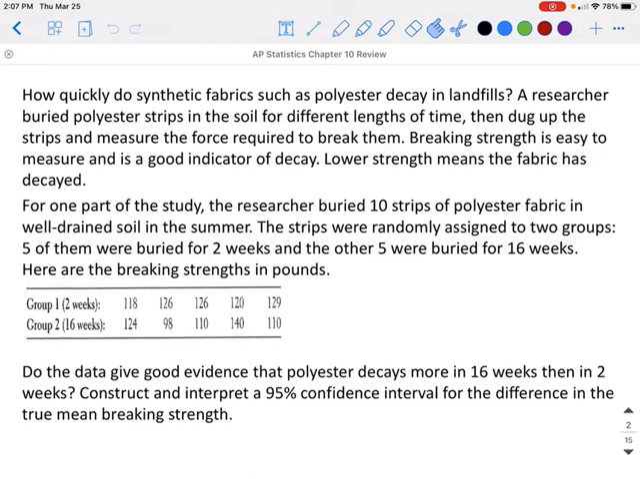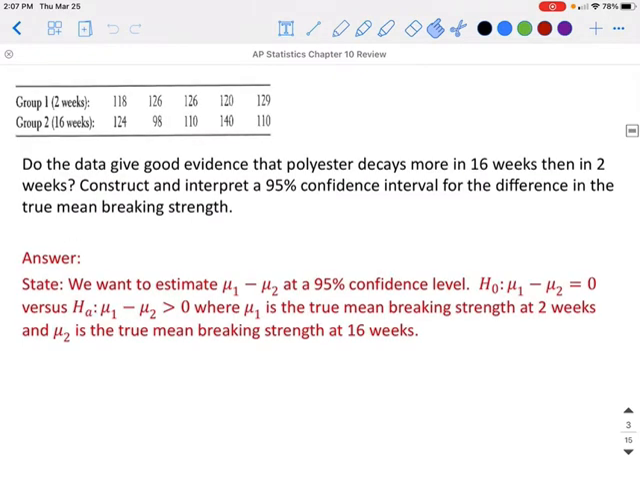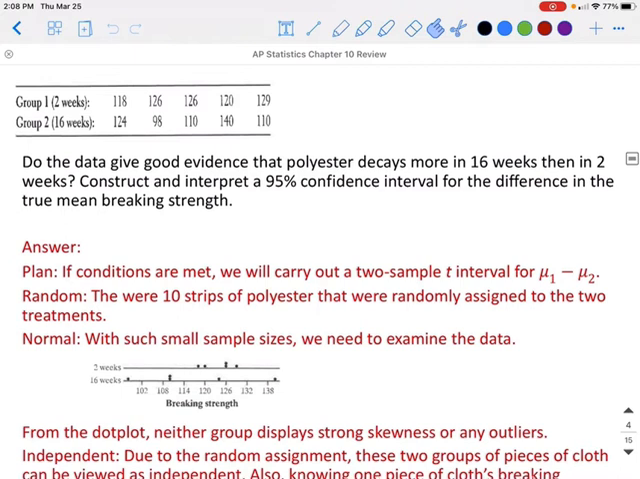On the state, you need to tell us what you're trying to solve. So we want to estimate mu sub 1 minus mu sub 2 at a 95% confidence level. We're going to let our null hypothesis be that mu sub 1 minus mu sub 2 equals 0 versus our alternative hypothesis that mu sub 1 minus mu sub 2 is greater than 0, where mu sub 1 is the true mean breaking strength at 2 weeks and mu sub 2 is the true mean breaking strength at 16 weeks.